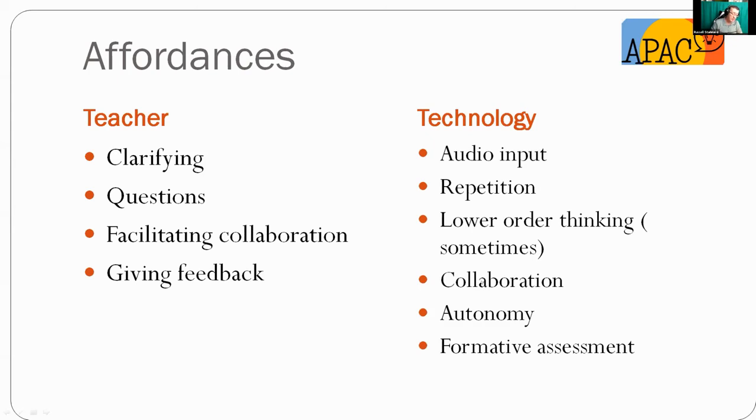You saw an example with Mentimeter. Technology can encourage students to become more autonomous if we teach them to use, for example, YouTube, etc. Then we can really get them to be a little bit more autonomous in terms of their learning. And that's certainly something that the technology can support.